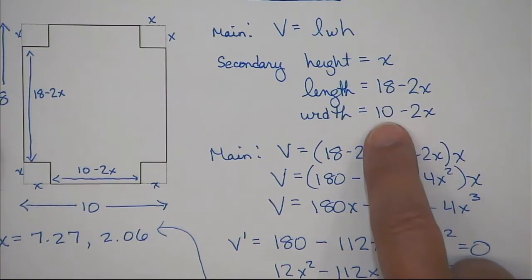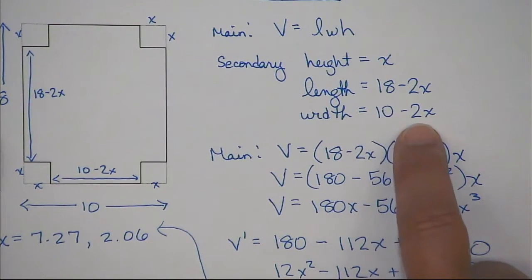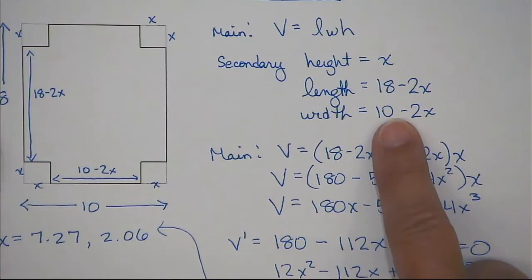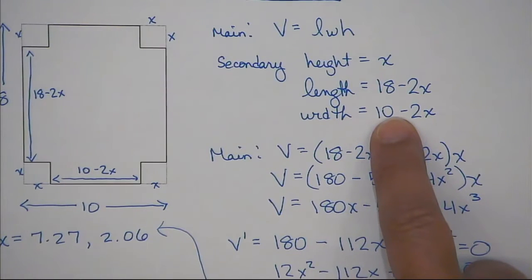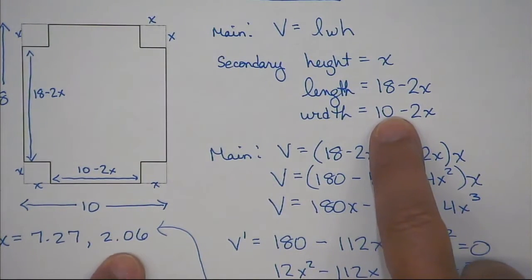But then look at the width. The width would be 10 minus 2 times 7. So what would happen to the width? Negative. It would be negative. So you can't have a box that has a negative length. So automatically I know that 7 can't be the maximum number I'm looking for. So that automatically tells me that 2.06 is going to be my answer, right?